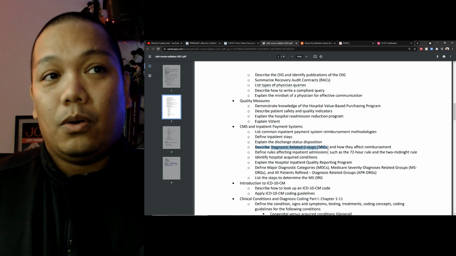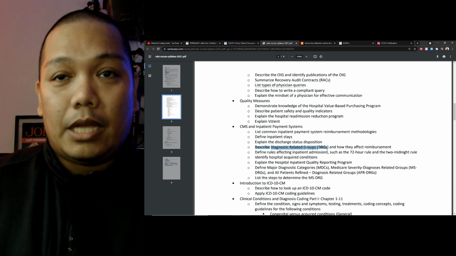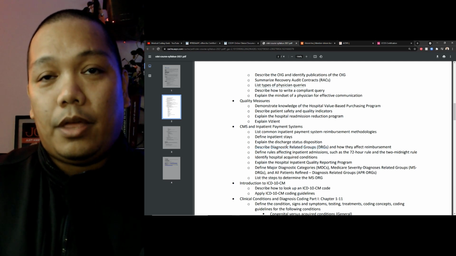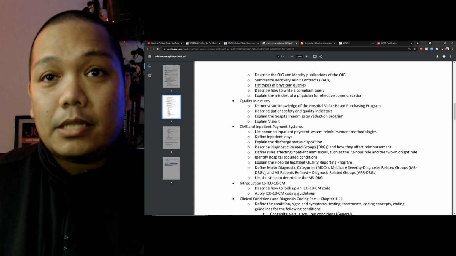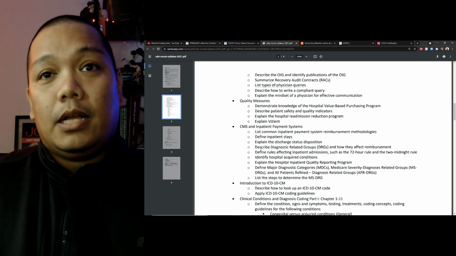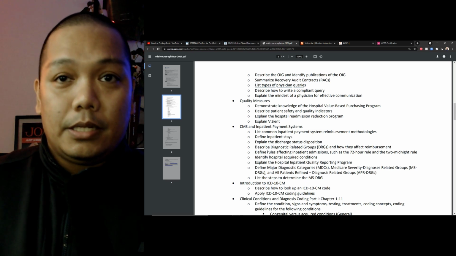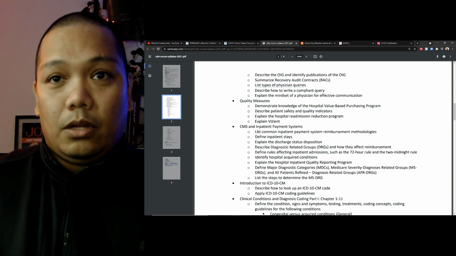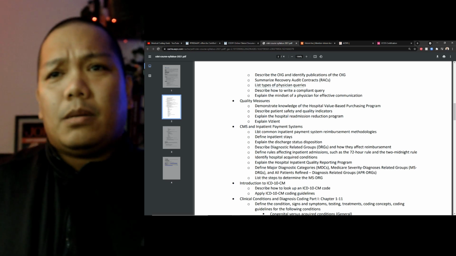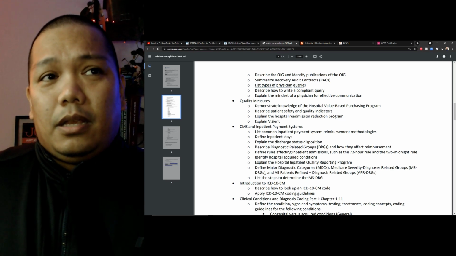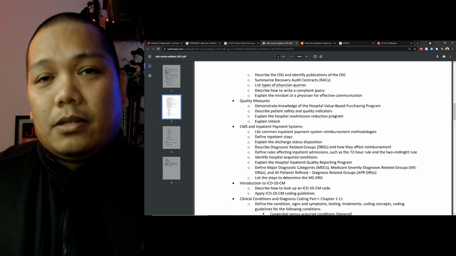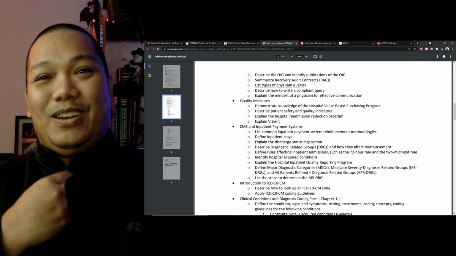Just to give you an overview of DRGs, I definitely think that can help out. I knew I wanted to add this to this exam because that's the major component of CDEI: understanding inpatient CDEI is understanding DRGs. So, list the common inpatient payment system reimbursement methodologies. I mean, there's only the inpatient prospective payment system, right? That's the only one that I know of.